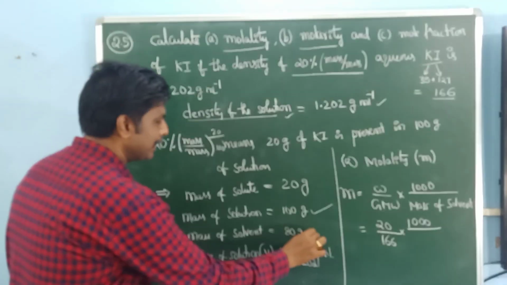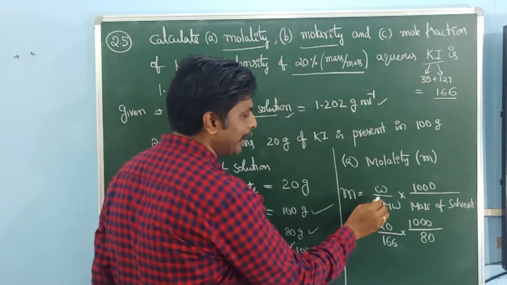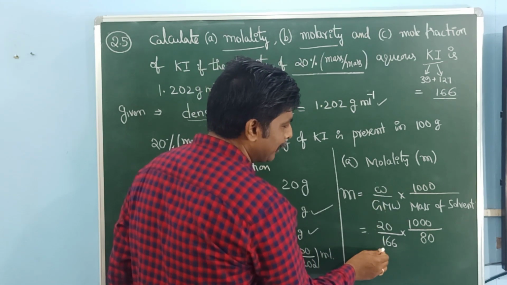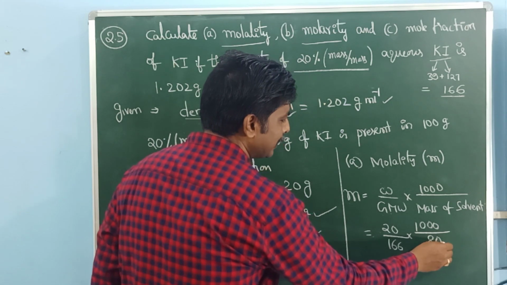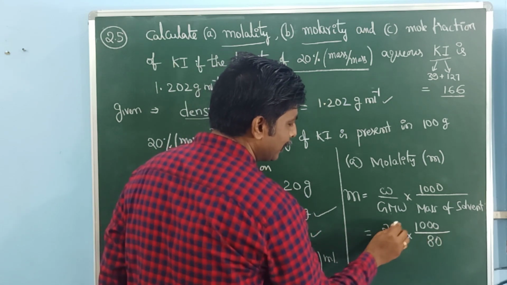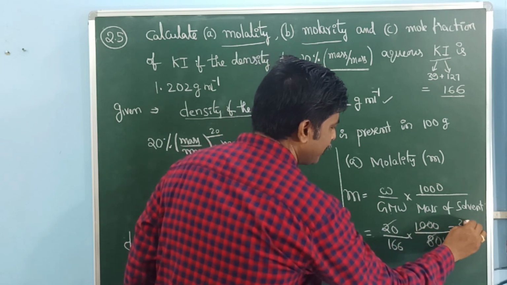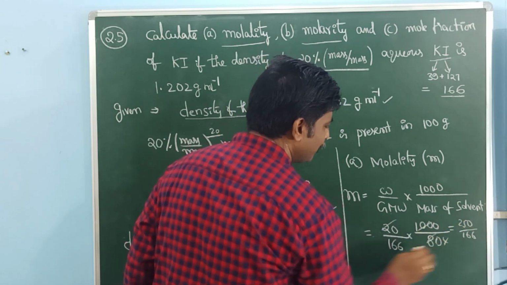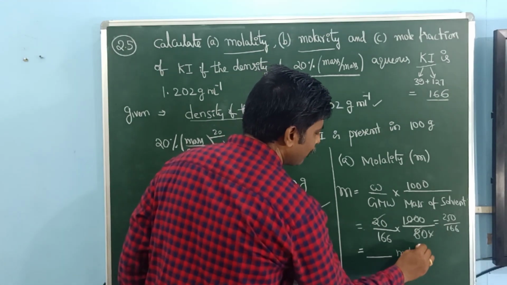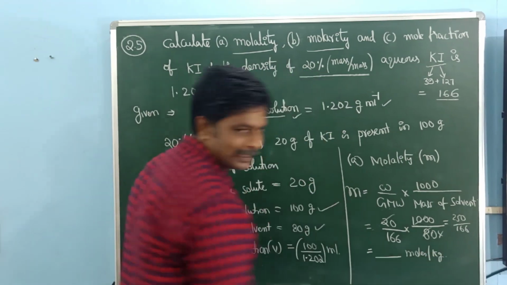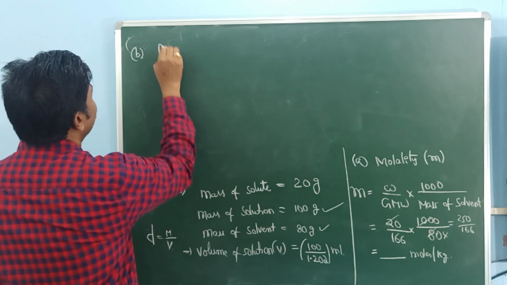Mass of solvent is 80. So molality is W by GMW, weight of solute by gram molecular weight of solute, into 1000 by mass of solvent in grams, that is 80 grams. You simplify this: 20 by 80 is 1 by 4, so 4000 becomes 250, and 250 by 166 is the molality, with units moles per kg.